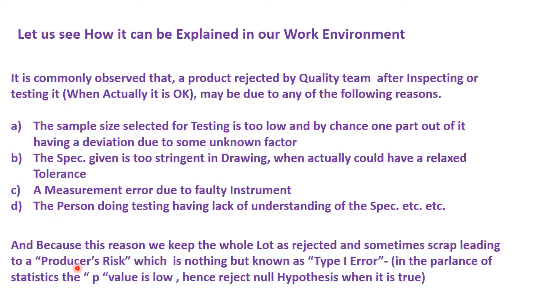And because of this reason, we keep the whole lot rejected, and sometimes it goes to scrap, which is leading to a producer's risk or manufacturer's risk, known as type 1 error. In statistical parlance, the p-value is low, hence reject the null hypothesis when it is true.